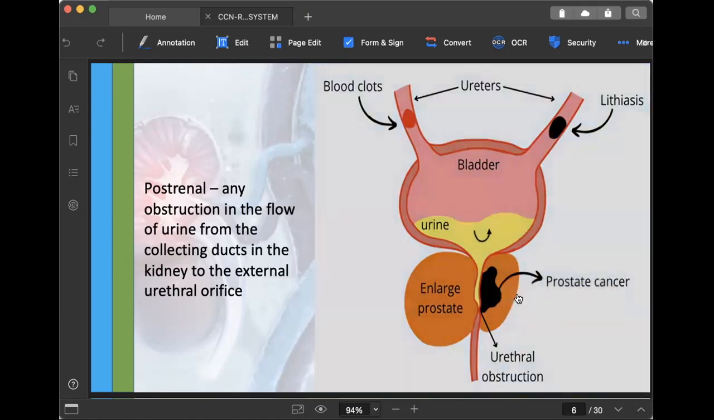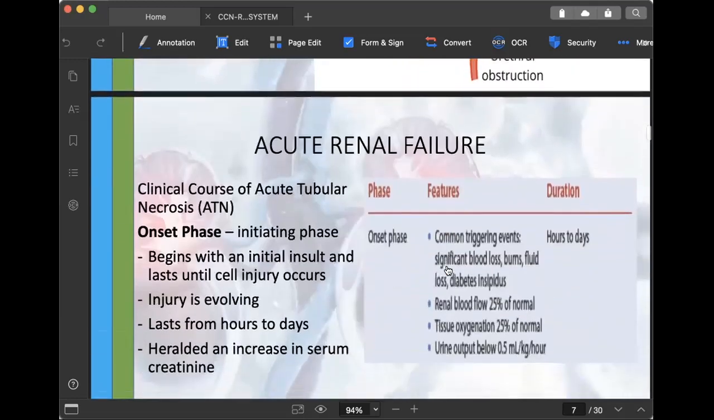So what's happening here? If there's pressure here, of course, there's going to be regurgitation. There's going to be a backflow and retention of waste products that naturally should go out of our body, but they will go back because of the blockage. Now that is what we term your post-renal. Okay, now let's go back here.